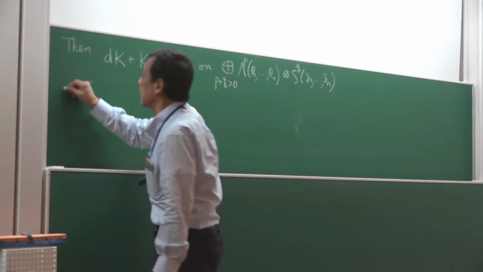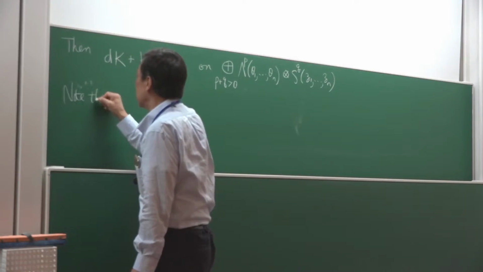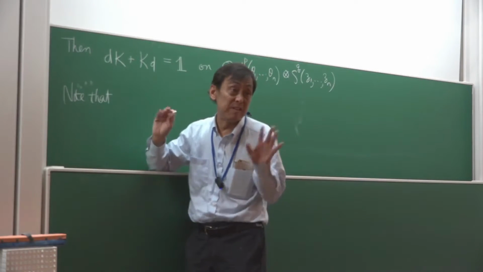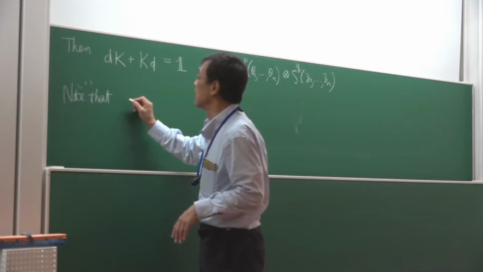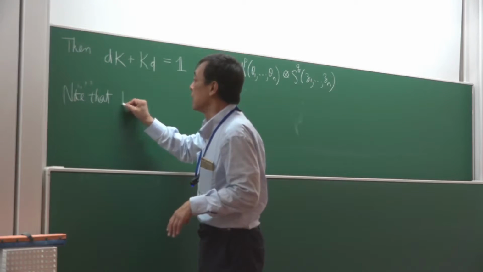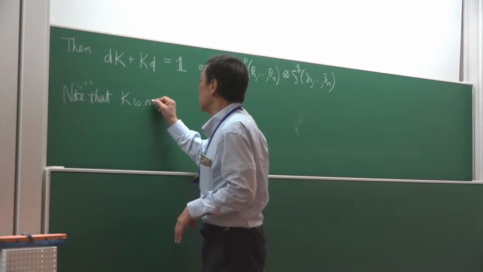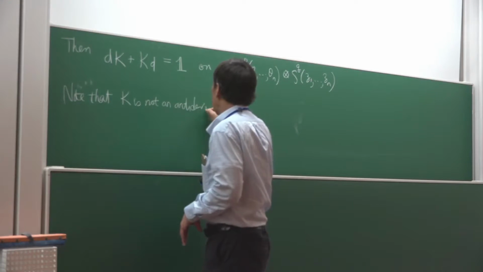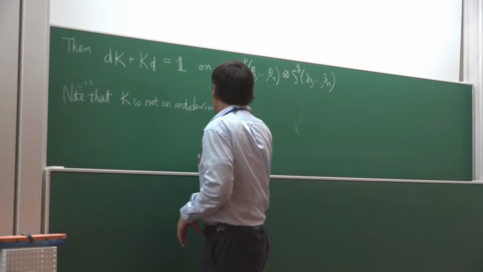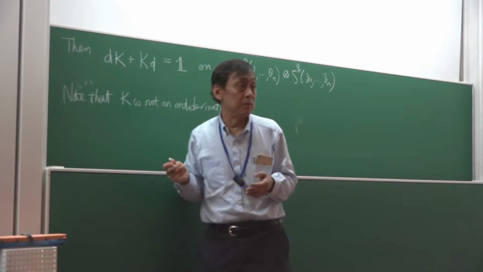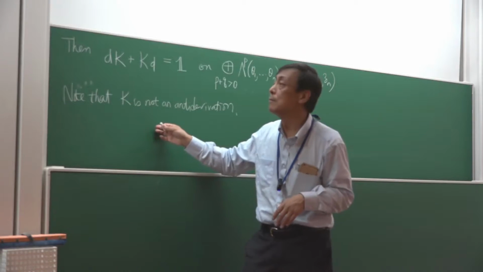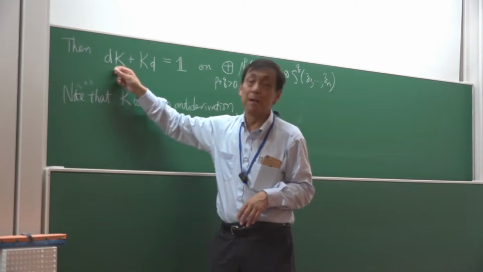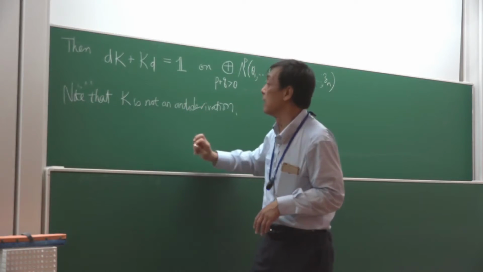Note that dk plus kd is not a derivation anymore. So k is not an antiderivation, but it doesn't matter. You don't need an antiderivation. You just need a linear map that satisfies this.